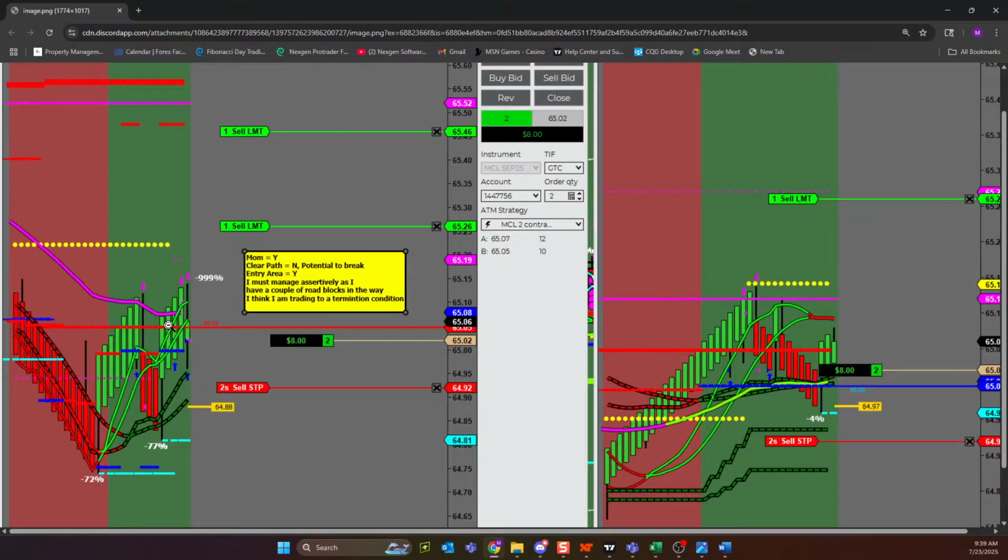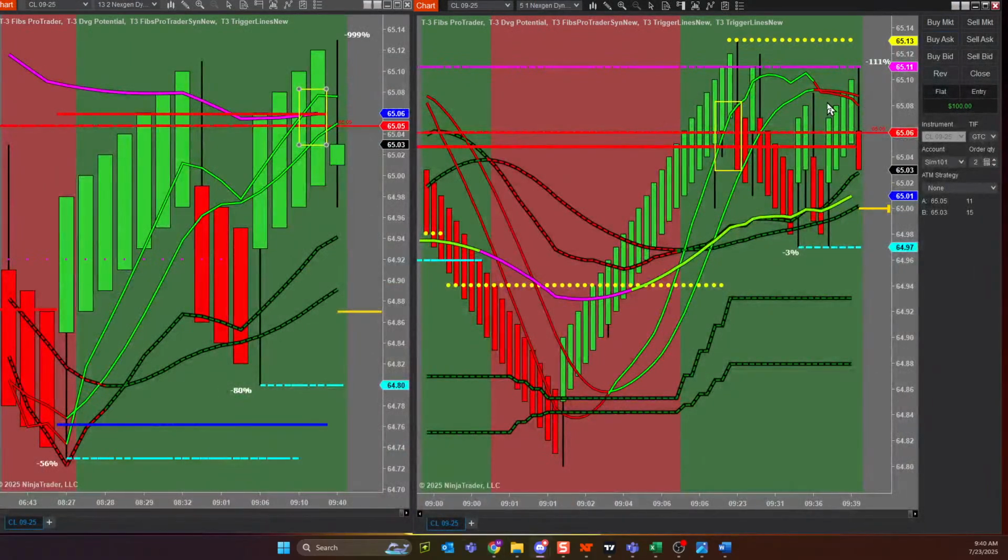The same with this trade. You got lucky, my friend. You had luck because you traded into a termination condition. And now this third one, right? This third one, now you've got a fighting chance. But look at where it's dying.